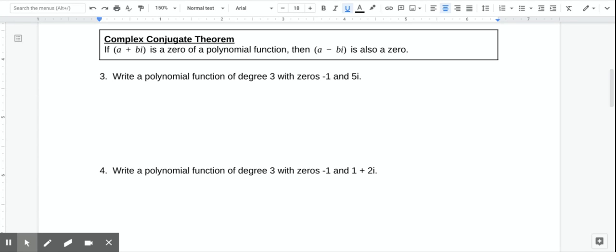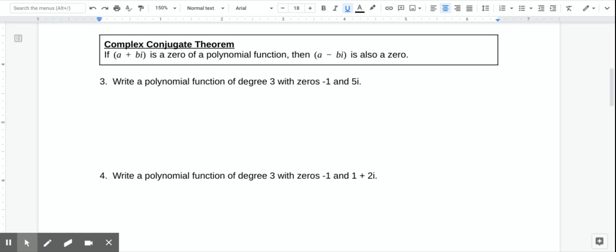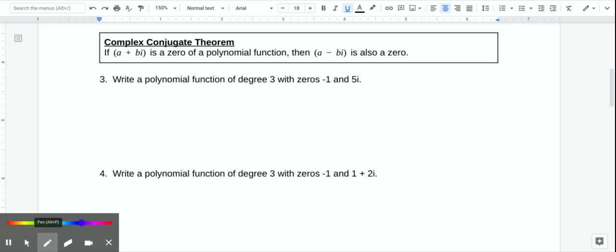So let's use that. We have a function of degree 3. One of its zeros is -1, and another is 5i. Now 5i is imaginary, so that means it's going to have another zero of its conjugate. The conjugate of 5i is -5i. So we want to figure out what this function is.